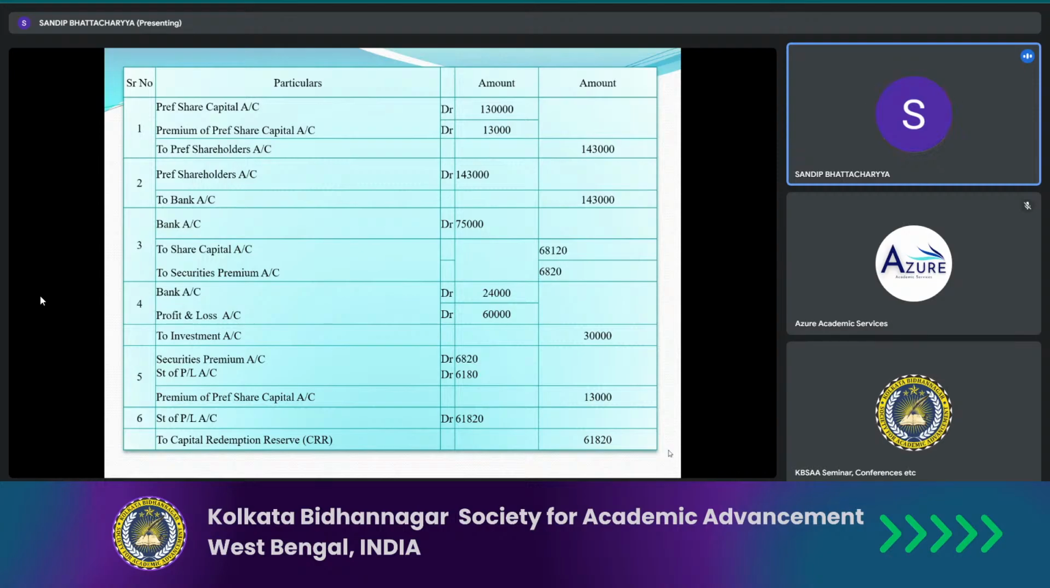either there will be break even. Break even means the entire sale value and cost will be the same. So that means the bank account debit is 24,000. That is the money inflow. Profit and loss account debit is rupees 6,000, and to investment account is rupees 30,000.